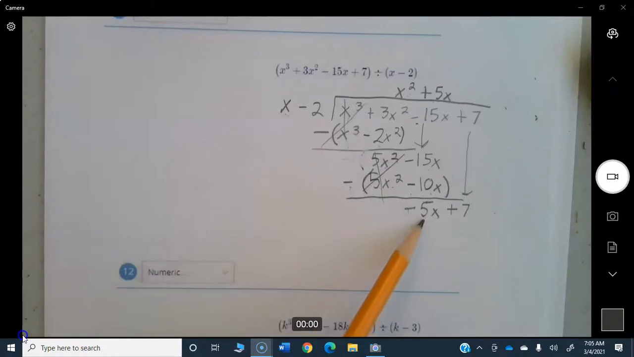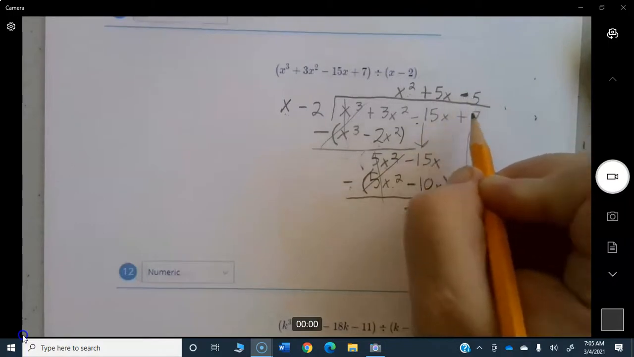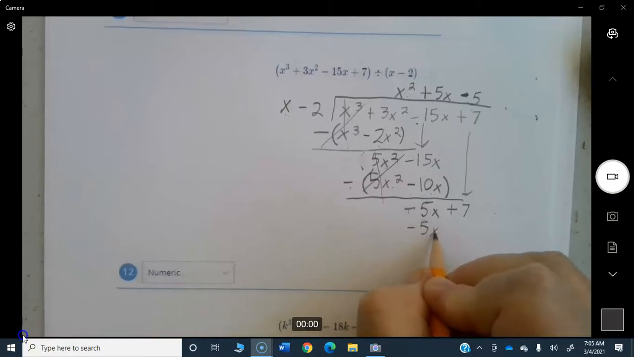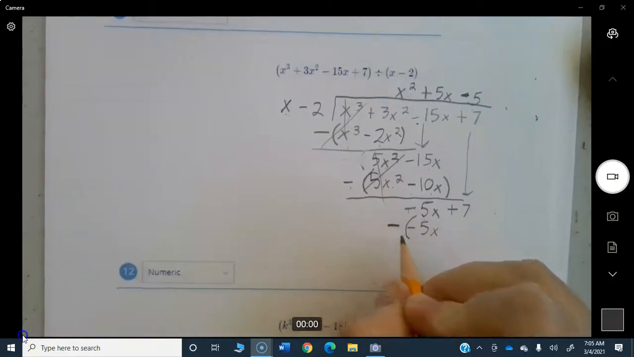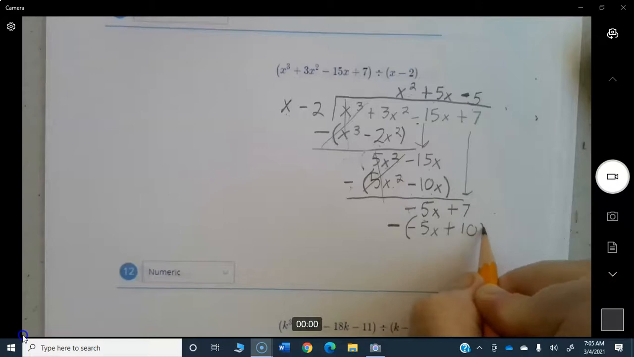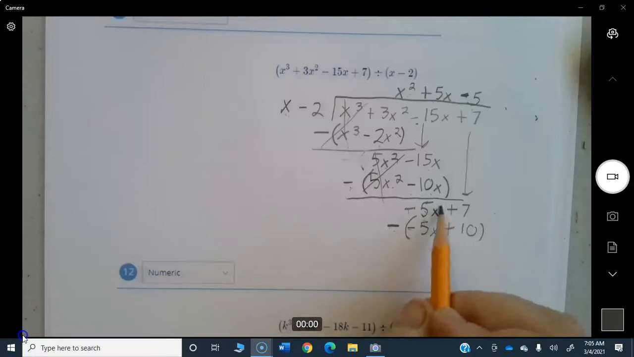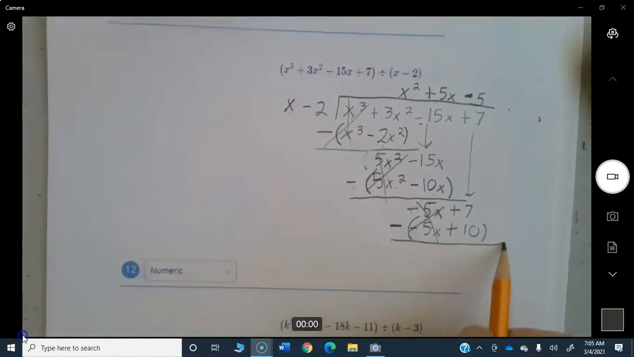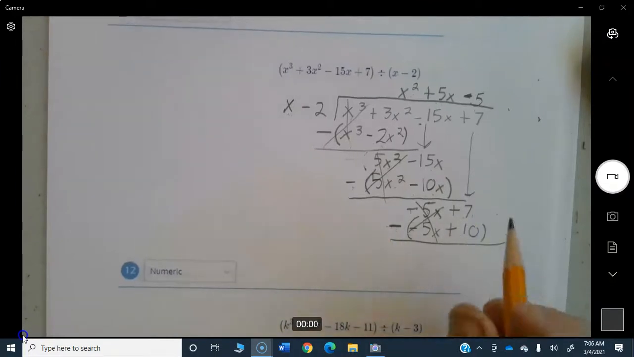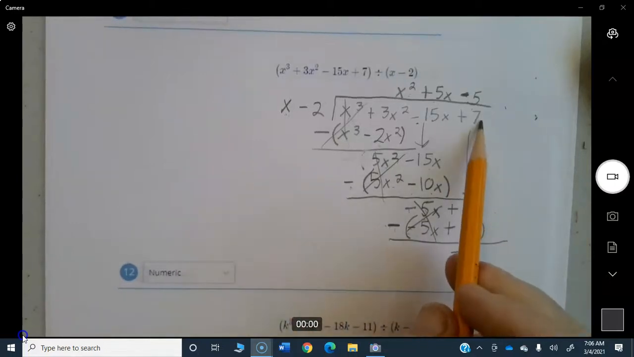X times what gives you negative 5x? Well, it would have to be negative 5. Negative 5 times x is negative 5x. Okay, now we're going to put our parenthesis and our subtraction sign there. And then negative 5 times negative 2 is plus 10. So negative 5x and the negative negative makes us plus 5x. Negative 5x plus 5x, it disappears. It always does. And 7 minus 10. So be careful. 7 minus 10 is going to be negative 3. Okay, and we're at the end of the problem because we don't have anything else to pull down.